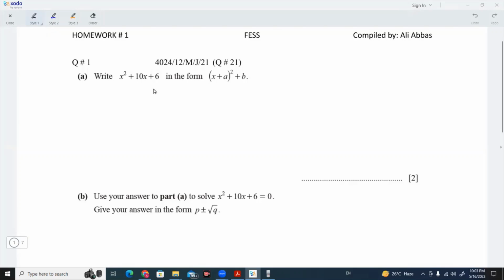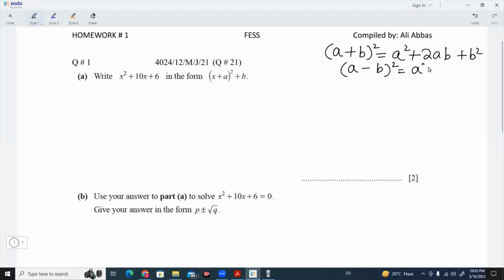Question one: x squared plus 10x plus 6 is in the form of (x plus a) whole squared plus b. In this case, you need to remember two formulae used in algebra for completing the square. (a plus b) whole squared equals a squared plus 2ab plus b squared. And (a minus b) whole squared becomes a squared minus 2ab plus b squared. For this question, the middle term has a positive sign, so we have to use the very first formula of algebra.